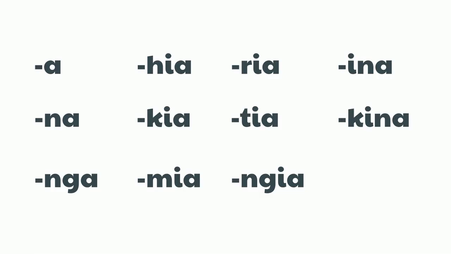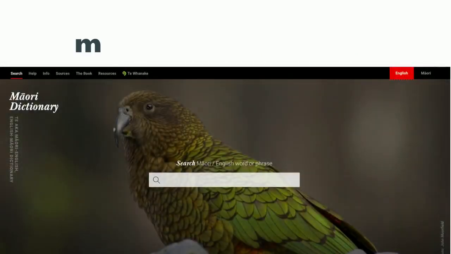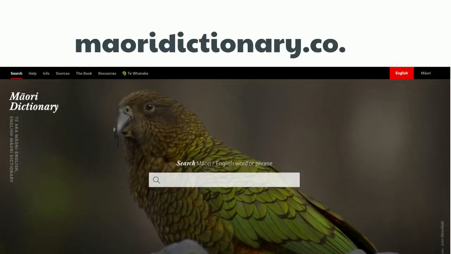You can find the tails by looking up the verbs in the dictionary. There's an online dictionary, maoridictionary.co.nz. Today, we'll see a few more examples. In the next videos, we'll see their uses.